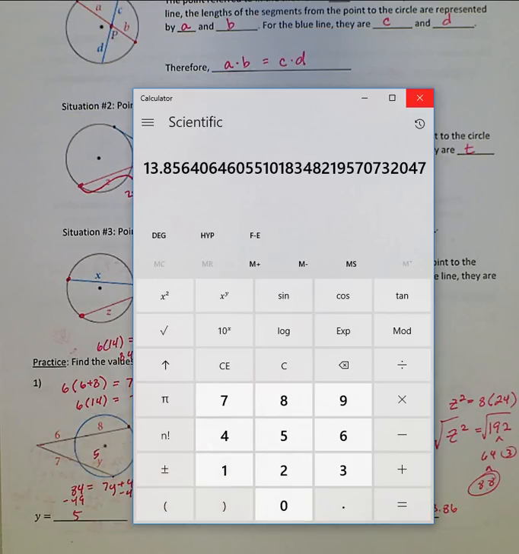All right. So a couple different situations you'll have to familiarize yourself with, but with practice you'll get these down.